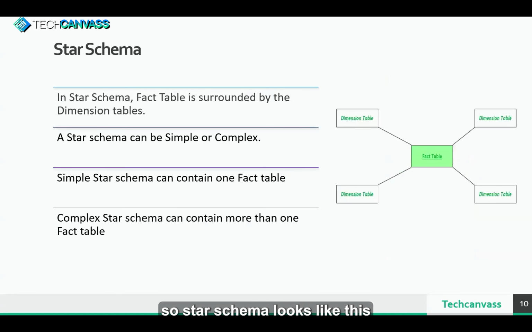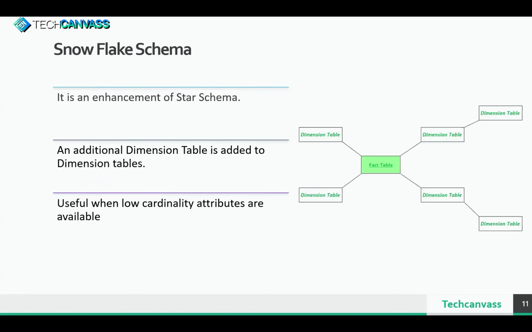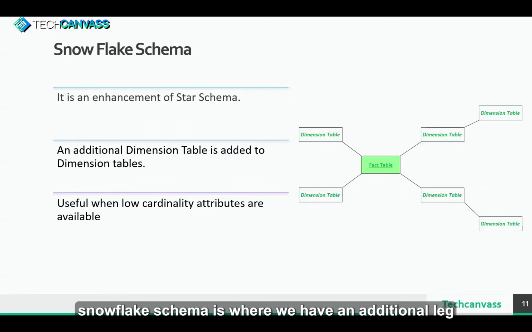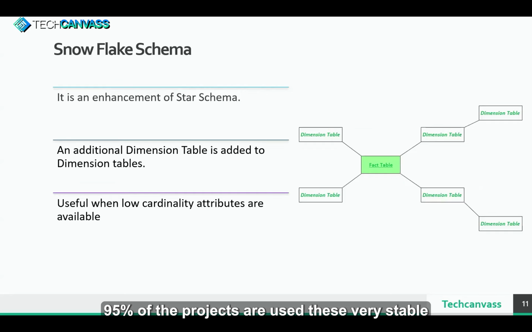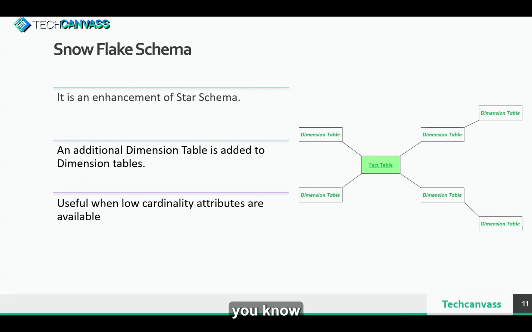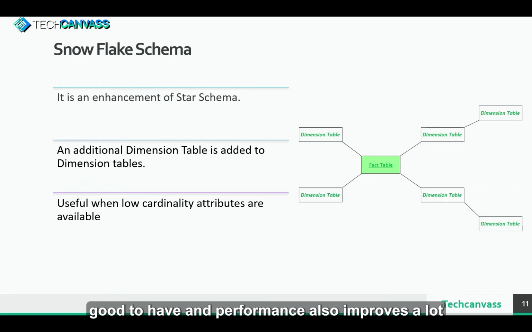So star schema looks like this, where you have one fact table and multiple dimension tables linked to it, which gives you a star-like look. So we generally call it star schema. Snowflake schema is where we have an additional leg associated to a dimension, very simple. So it's called Snowflake schema. Generally, that is what we use. 95% of projects use these. Very stable, very good to have, and the performance also improves a lot.